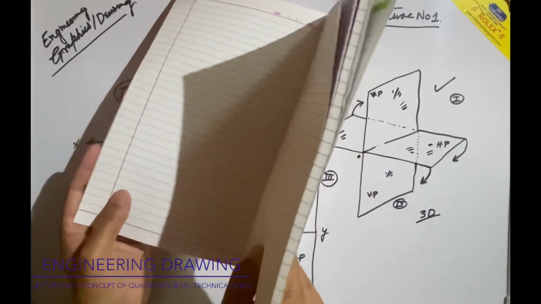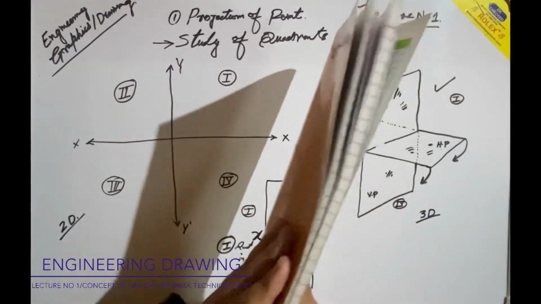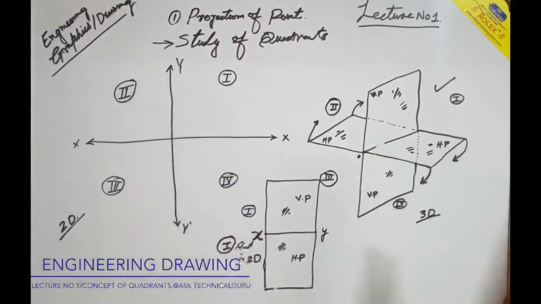Then if we take the second quadrant, it is like this. Which plane do we have to rotate? The horizontal plane. This is horizontal. It will be like this, meaning the horizontal plane and vertical plane will coincide.